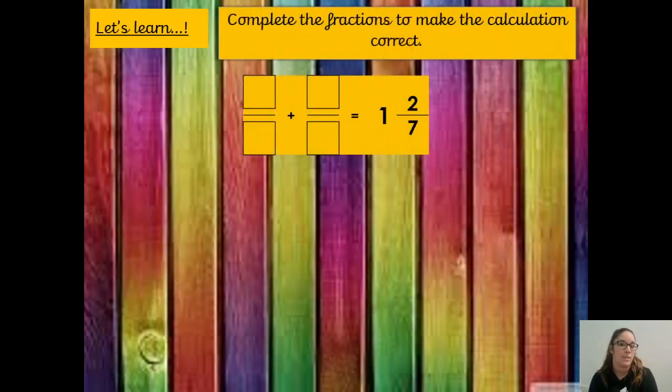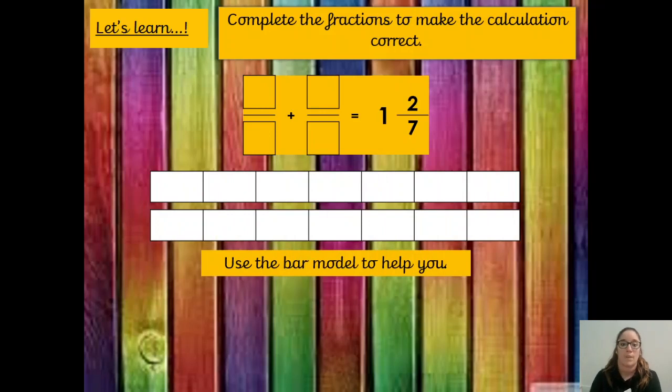Okay, so complete the fractions to make the calculation correct. We can see we've got 2 empty boxes and the 2 things added together equals 1 and 2/7. Use this bar model to help you. Pause the video, have a discussion. If you're at home, you can perhaps draw the bar model to see if you can work out what the 2 calculations are going to be when you see the parts.